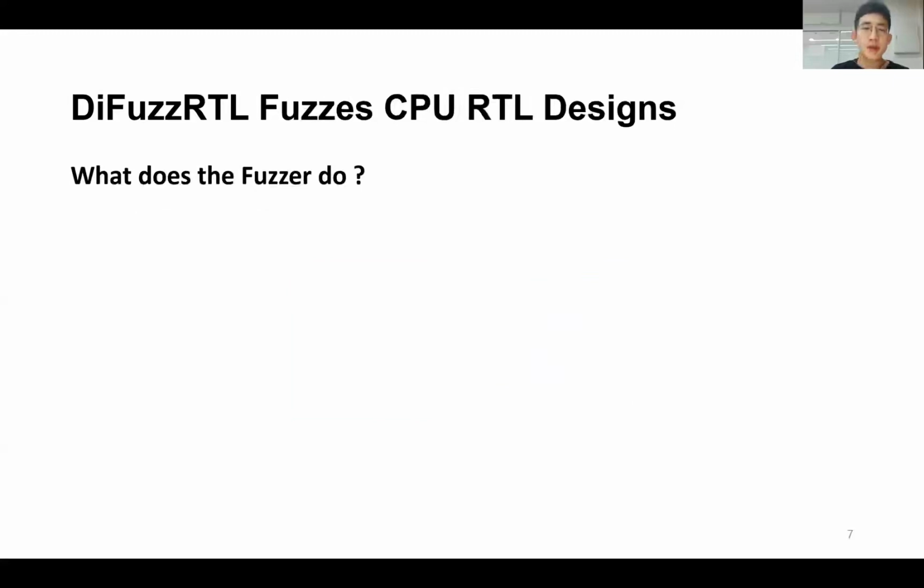As the name says, DIFUZZRTL fuzzes the CPU RTL designs. With the advent of AFL, the fuzzer has become one of the most famous tools to find bugs in software programs. The key idea behind the fuzzer is very simple. It continuously mutates the input and tests the program while increasing the coverage.